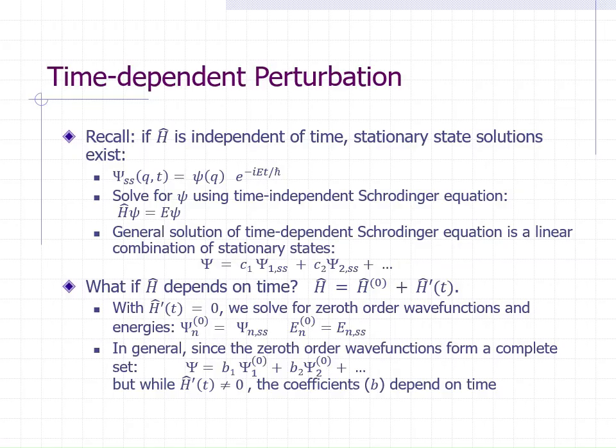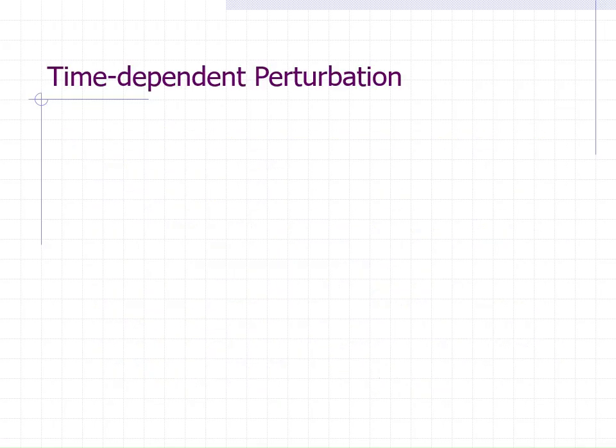Because the zeroth-order wave functions form a complete set, we can expand the general solution to the full time-dependent Schrödinger equation as a linear combination of these states. However, since the perturbation actually depends on time, the coefficients for the linear combination also depend on time. Time-dependent perturbation theory is the method we use to determine how these coefficients evolve in time under the influence of the perturbation.